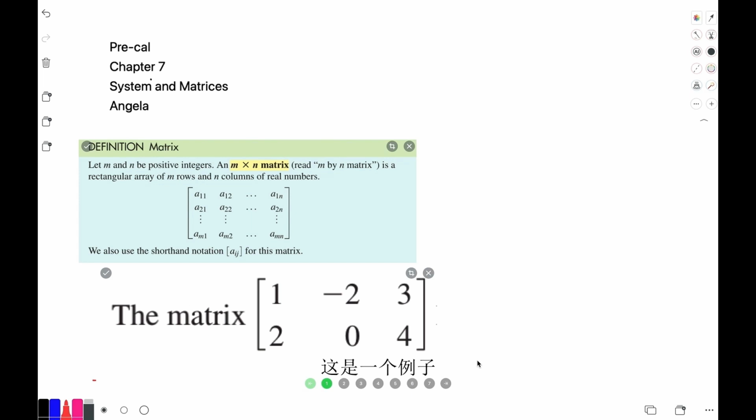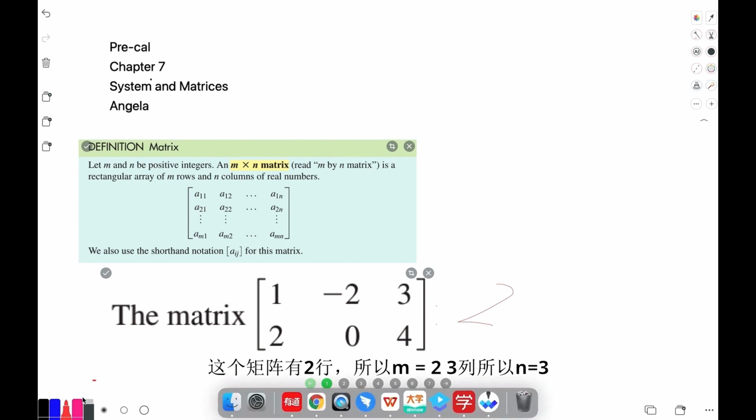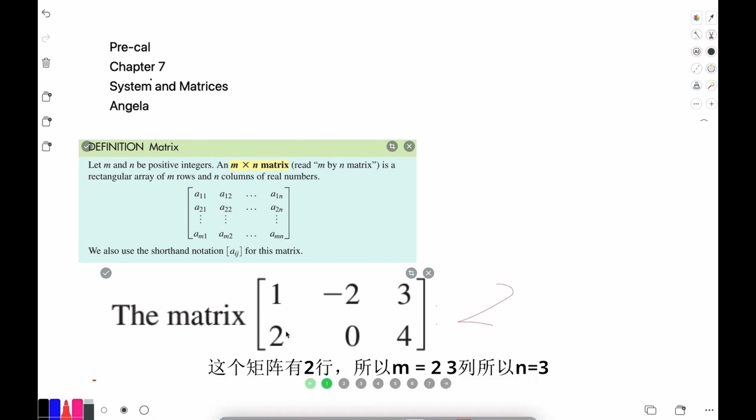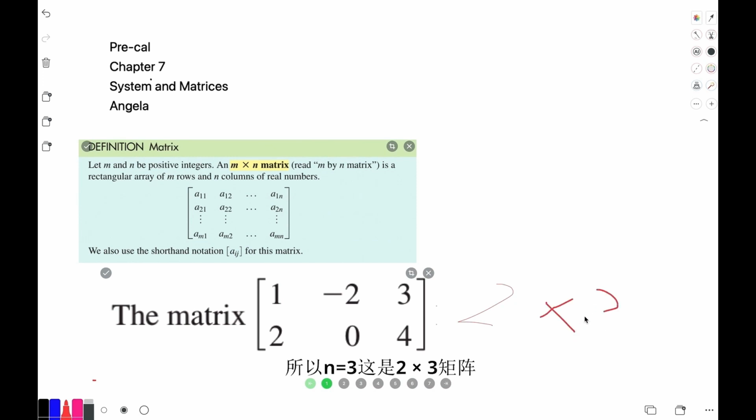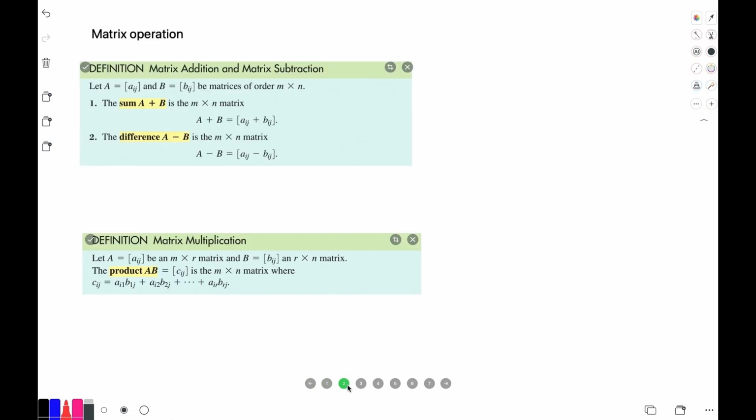This is an example. The matrix has 2 rows, so m equals 2, and 3 columns, so n equals 3. So this is a 2 by 3 matrix. The second part is the matrix operation. Let's look at the definition of matrix addition and matrix subtraction.